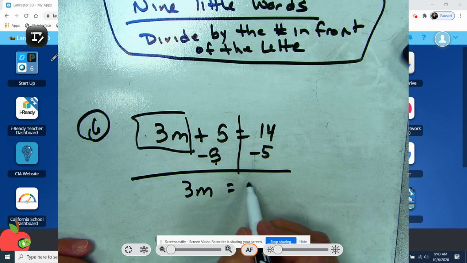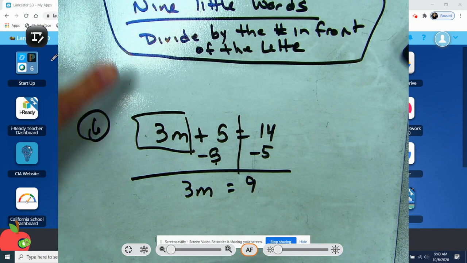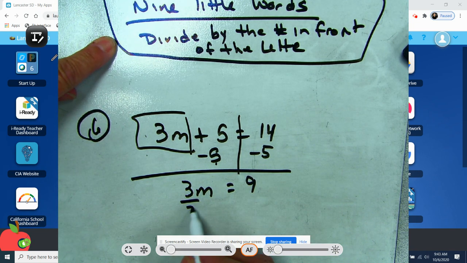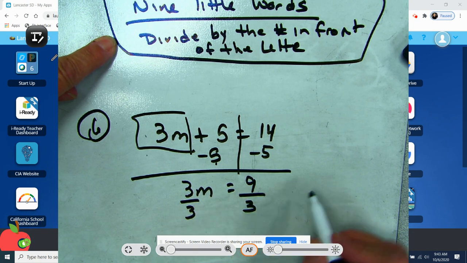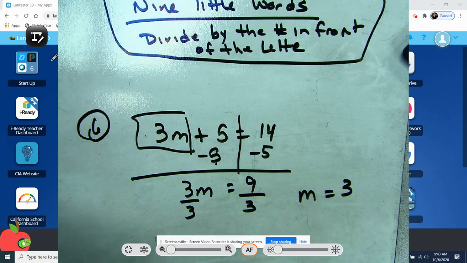14 minus 5 is 9. And now my 9 little words come back. Divide by the number in front of the letter. And m equals 3.